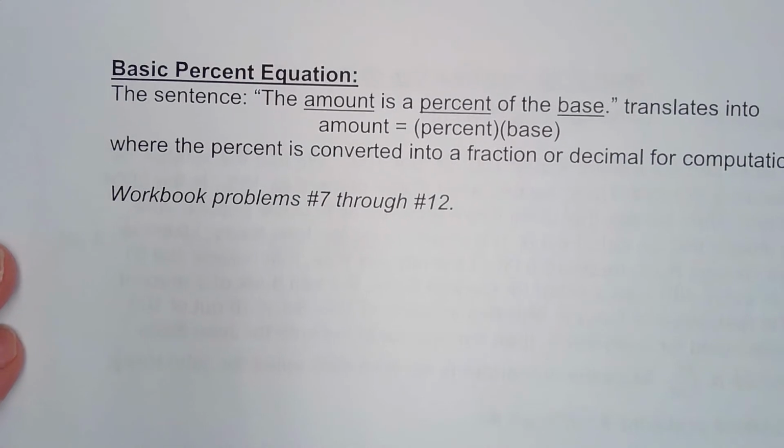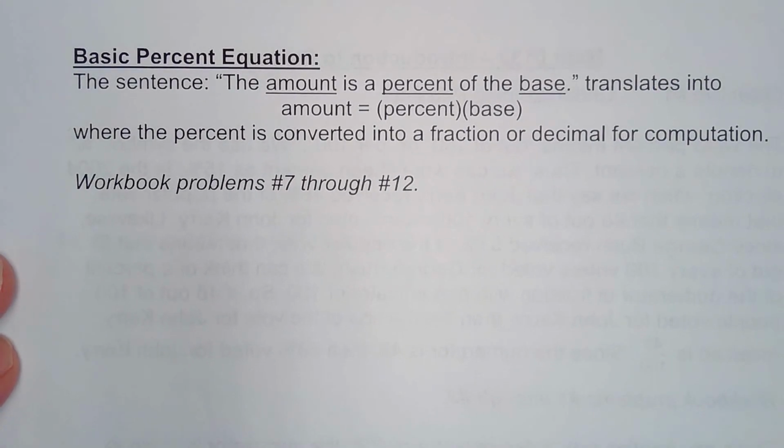Basic percent equation. The sentence the amount is a percent of the base translates into the amount equals percent times base, where the percents convert to a fraction or decimal for computation. I always like to think the base is like the whole and the amount is parts. Like if I'm talking about sales tax, the base would be the price. That's the whole price. The tax you're paying is the part. So that would be your amount.